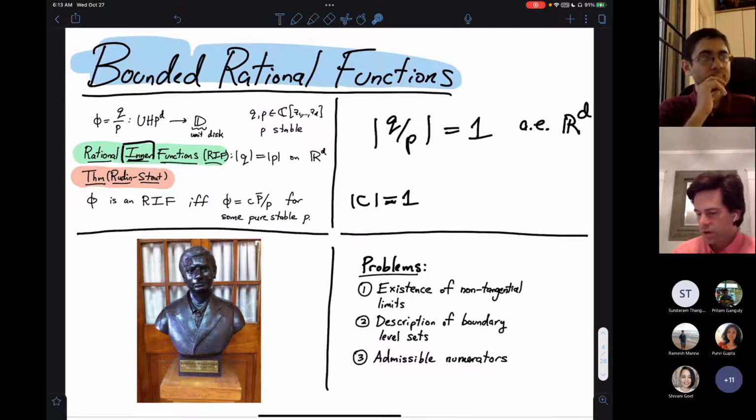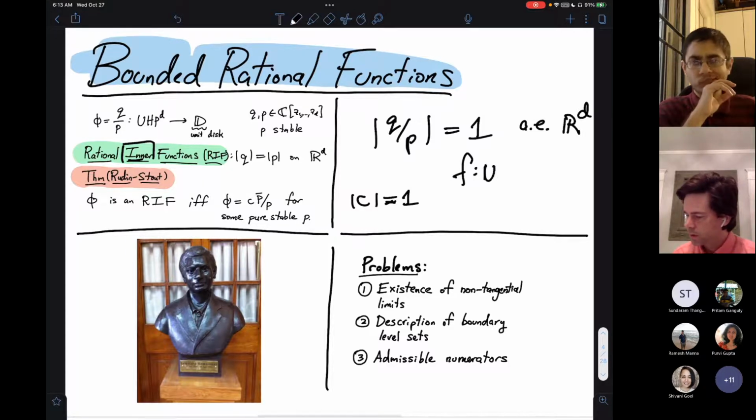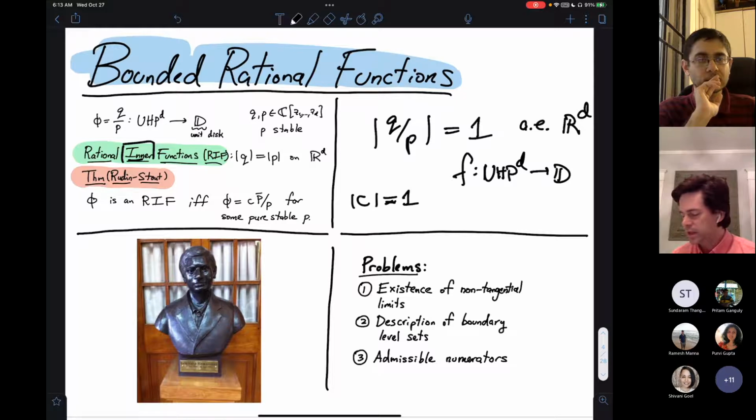And this is a very special class of bounded rational functions, but it's also important for other reasons, because it's dense locally uniformly in the space of all analytic functions from the upper half plane to the disk. So you can locally uniformly approximate these functions with rational inner functions. And there are also generalizations of finite Blaschke products, which makes them interesting as well.